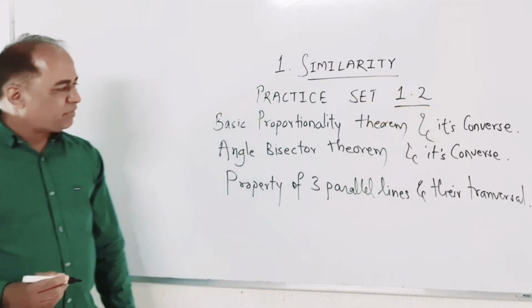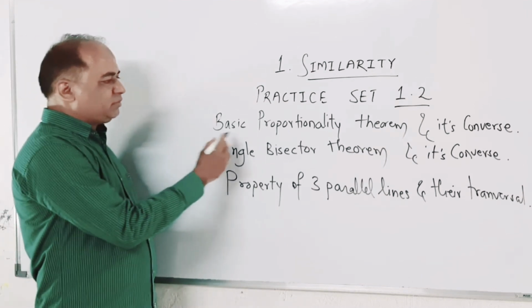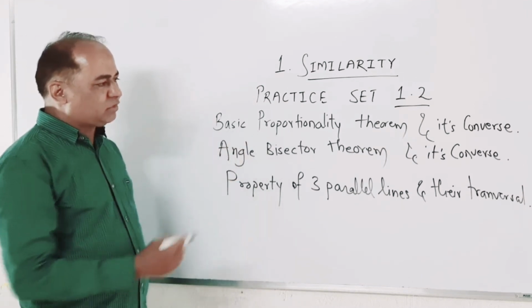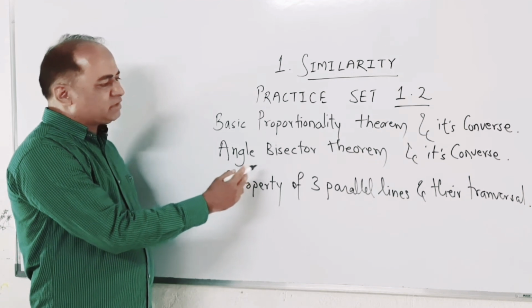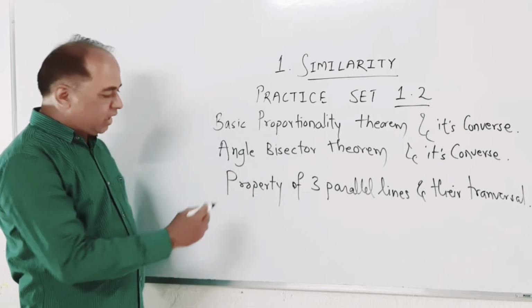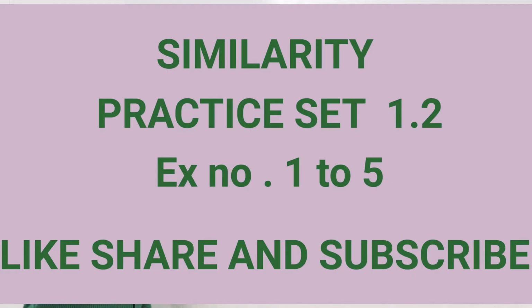Dear students, in this video we will solve examples of practice set 1.2 from the chapter Similarity. The examples are based on the basic proportionality theorem and its converse, the angle bisector theorem and its converse, and the property of three parallel lines and their transversals. Now let us revise the theorems and properties.